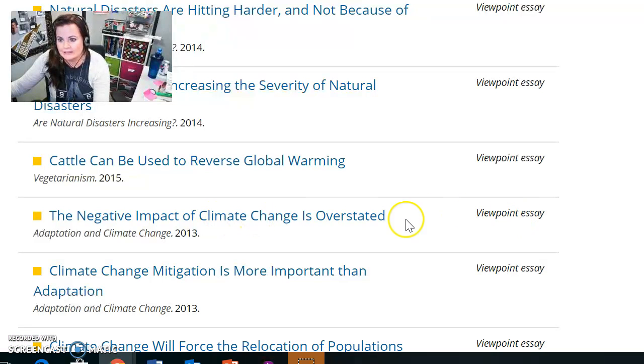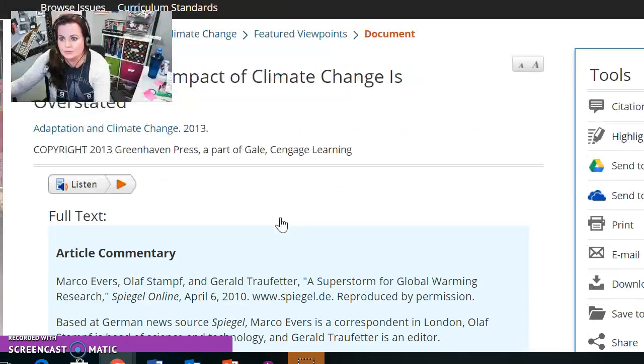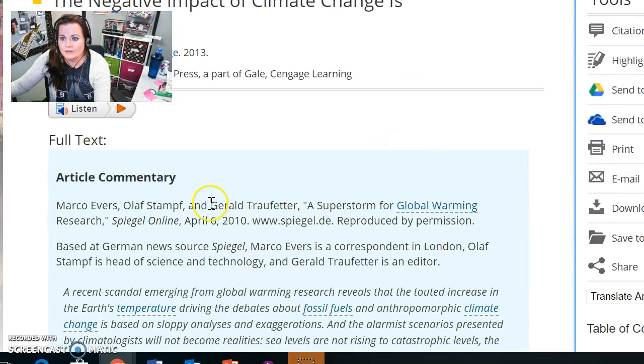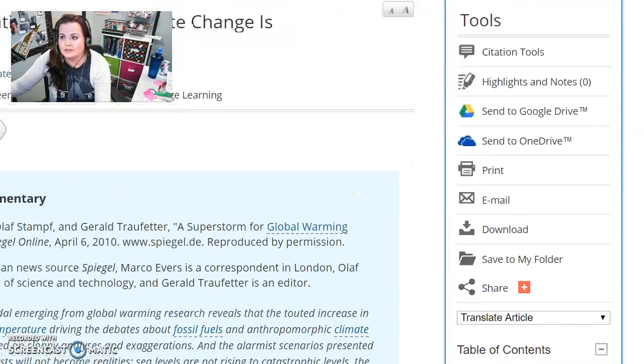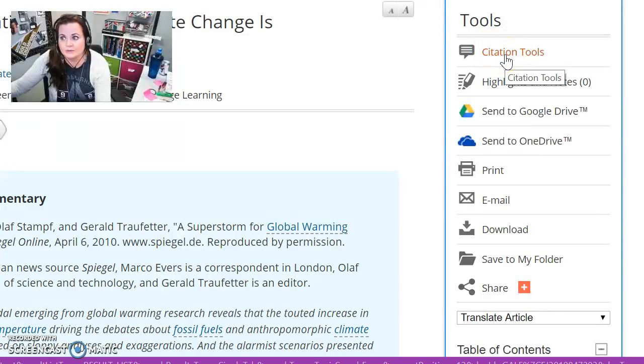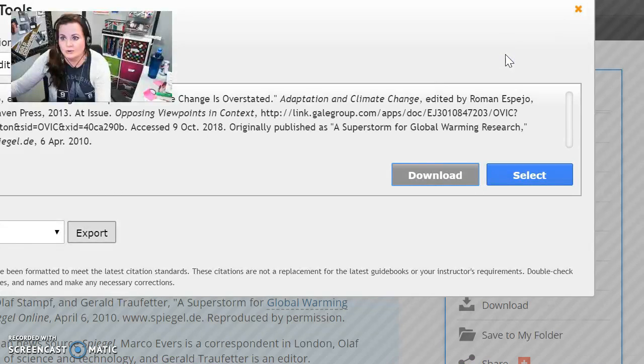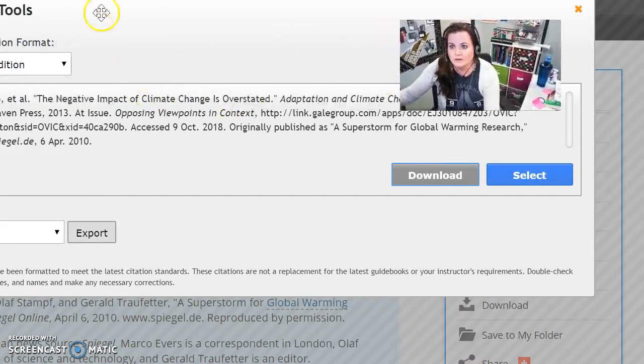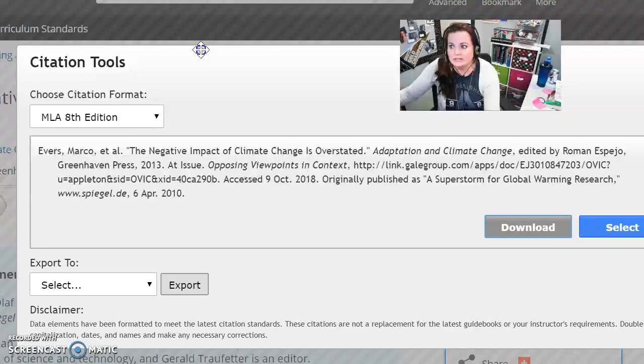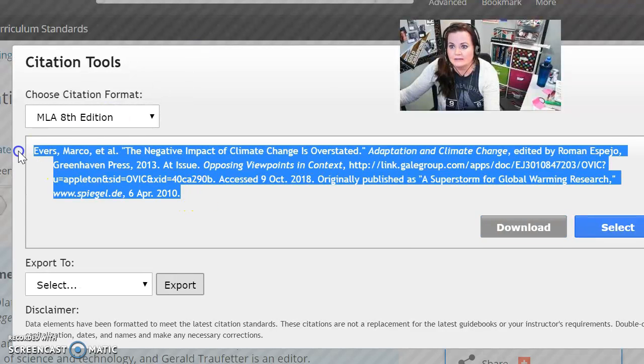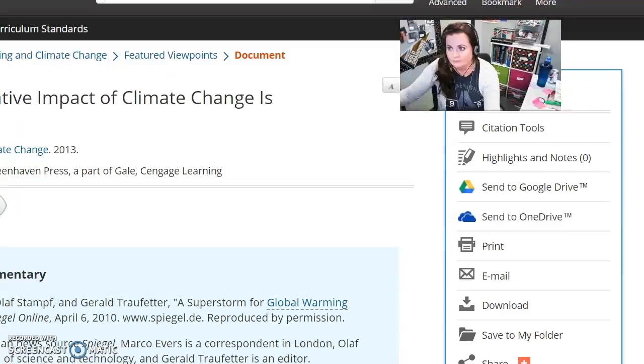Now, keep in mind that these are viewpoint essays, but they do give you where this comes from. So you can kind of see where this comes from here. And one of the cool things about it is it also gives you the tool on this side to be able to cite this source. So you can go to the citation tool, and as you can see here, you can actually copy and paste the citation into your works cited when you are completing your PowerPoint, which is always a good thing. I like that because I don't love doing works cited.